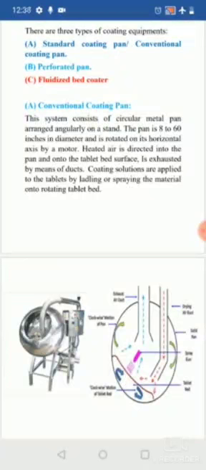In this, we are going to insert heated air into the pan onto the tablet surface. It means you are going to put the tablets in this pan first, then you are going to insert the heated air onto the tablets. The air which you insert is exhausted by means of ducts, which is like a small opening. So the air that you insert is going to be exhausted, or removed, by the ducts.